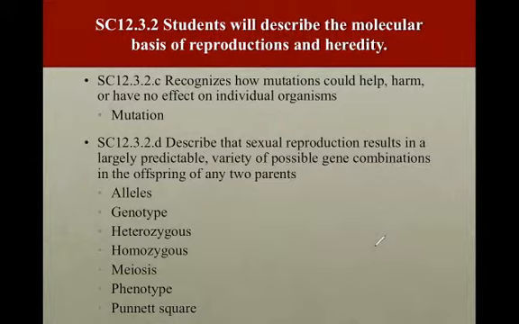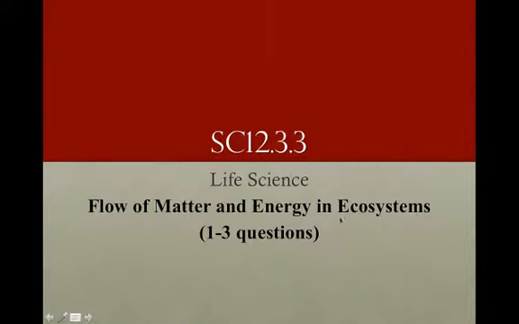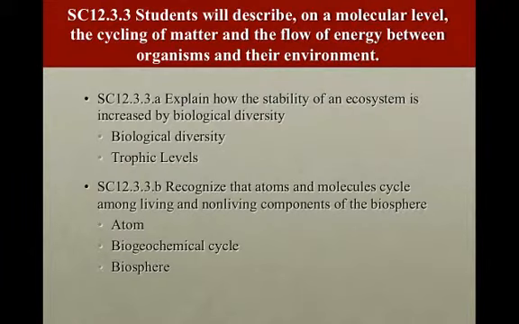I think that's it for heredity. Next one, we have flow of matter and energy in ecosystems. Students will describe on a molecular level the cycling of matter and the flow of energy between organisms and their environment. So A says, explain how the stability of an ecosystem is increased by biological diversity.